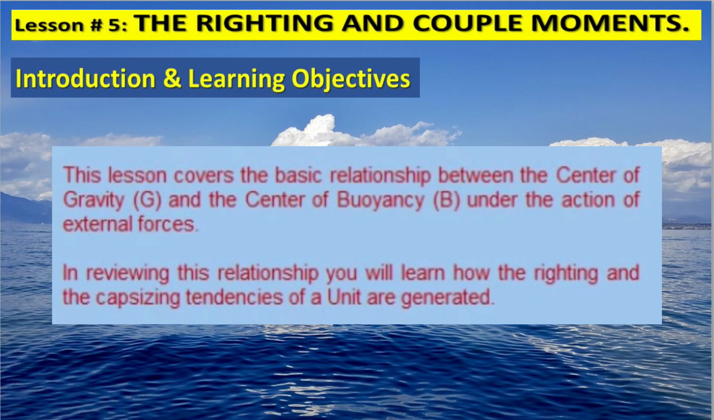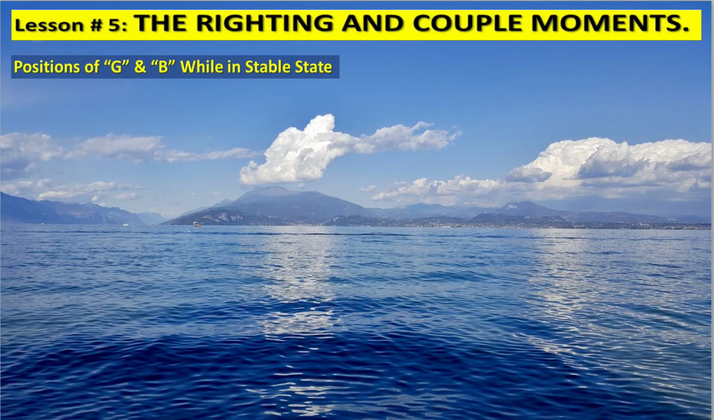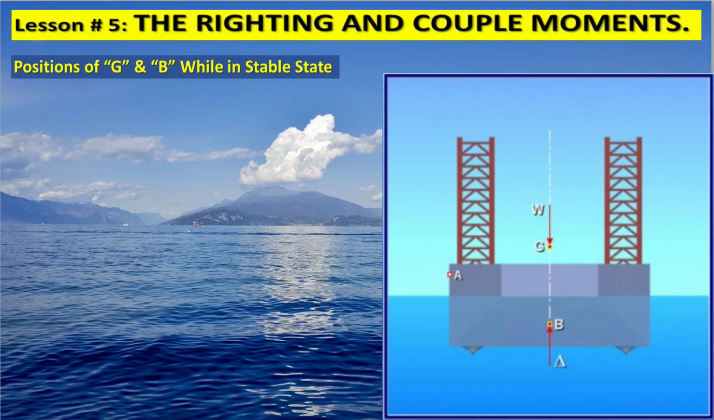This lesson covers the basic relationships between the center of gravity, G, and the center of buoyancy, B, under the action of external forces. In reviewing this relationship, you will learn how the righting and the capsizing tendencies of the unit are generated. Positions of G and B while in stable state.